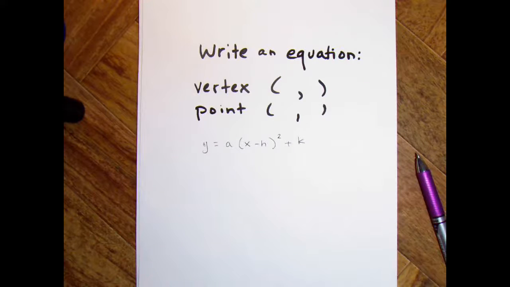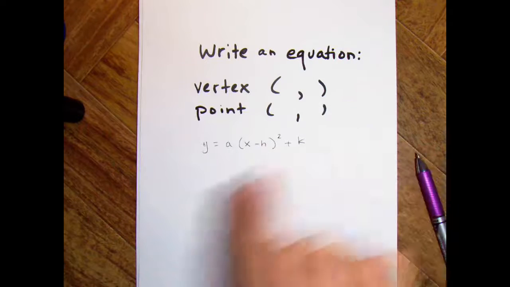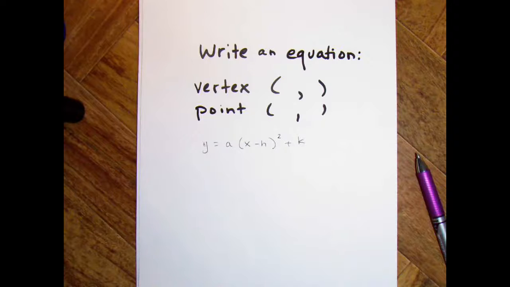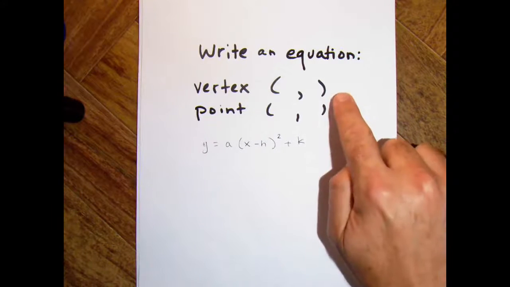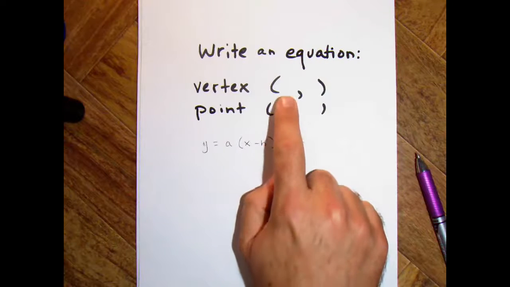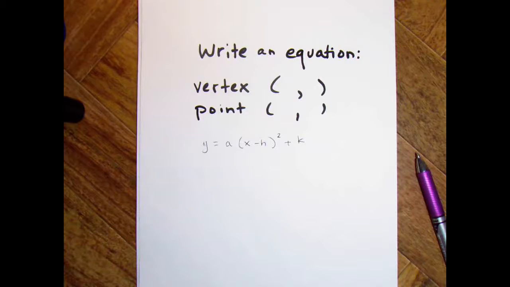We have been looking at writing equations for parabolas when we're given a vertex and another point on the graph, and we've been using vertex form to do it. I wanted to give you one more example to show that with any vertex and any other point, provided that point, of course, doesn't have the same input coordinate as the vertex, we can always write an equation.